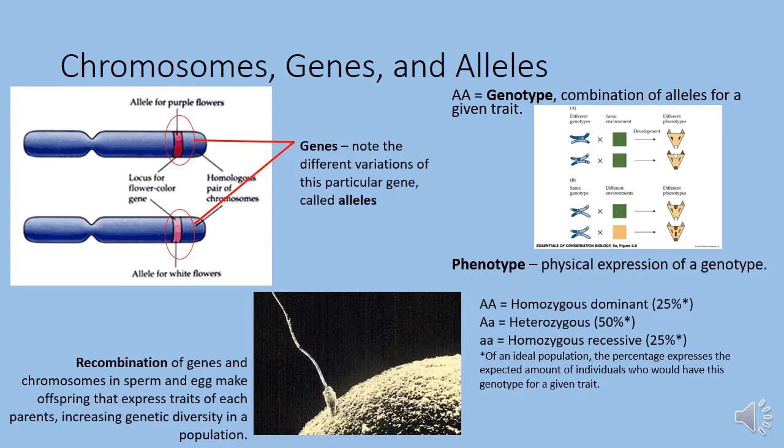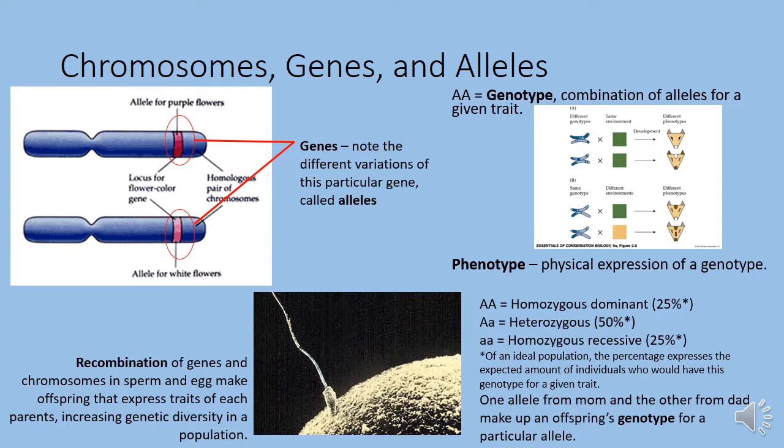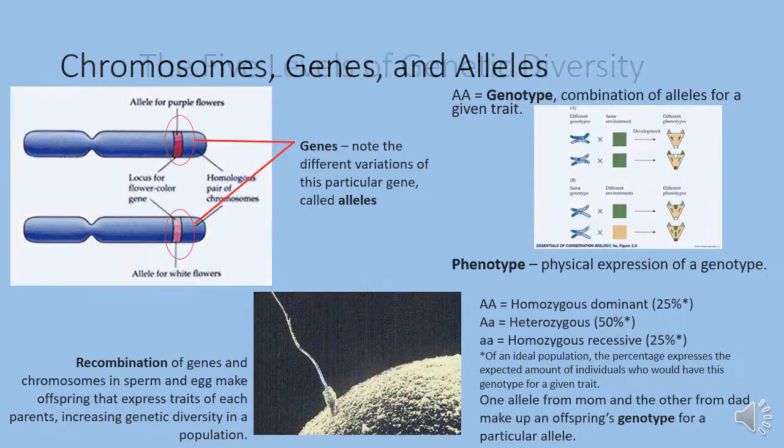And in the ideal population, you'd have 25% of your population would be this, 50% would be this, 25% would be this. However, that hardly ever is really out there in the real world. It doesn't exist. Okay. And within these genotypes that we're looking at, big A, big A, big A, little a, little a, little a, we got these 2 different alleles. One allele came from mom, one allele came from dad. And that's what makes up our genotype.